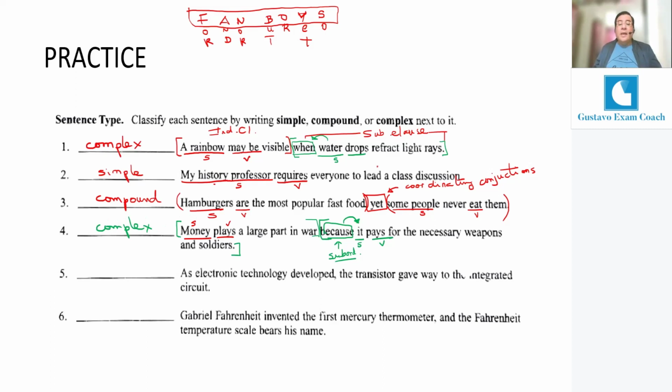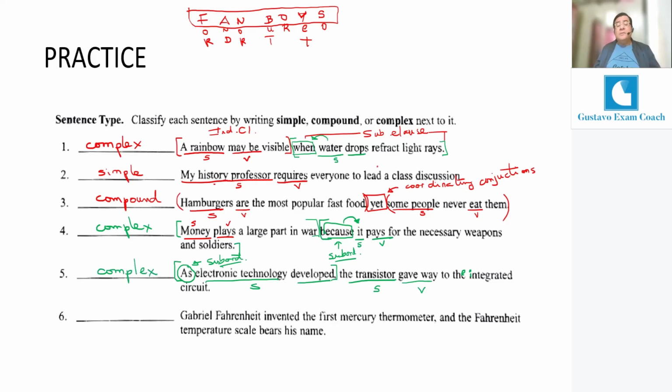Number 5. As electronic technology developed, the transistor gave way to the integrated circuit. All right, so we can see one initial clause, as electronic technology developed. Notice subject, conjugated verb, and this special word, which is a subordinator. And we have another main clause, subject, conjugated verb. So we have an independent clause and a subordinate clause, which means we have another complex sentence.